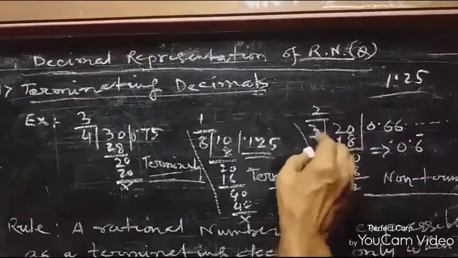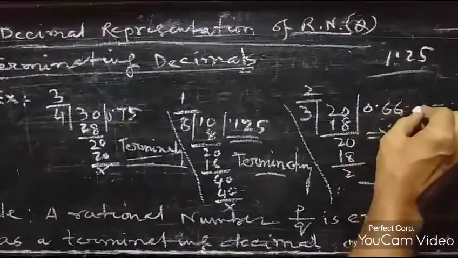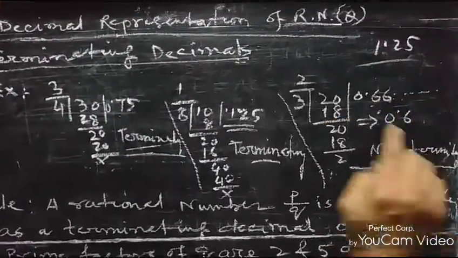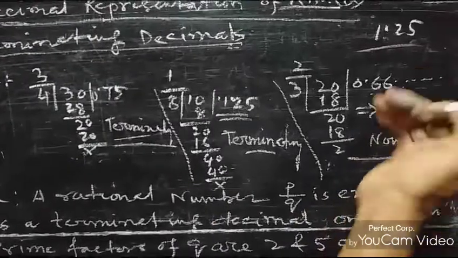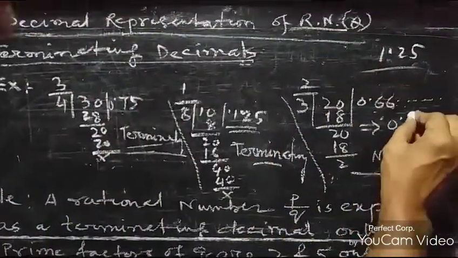But look here, 2 by 3. It is actually coming 0.66666. It is not actually ending, and this is called non-terminating. If it is not ended, this is non-terminating. So this is the decimal representation. We can just write it down like this.